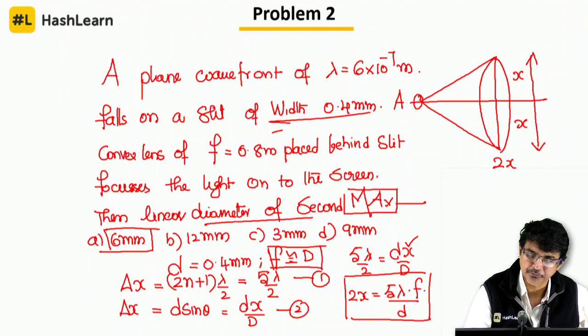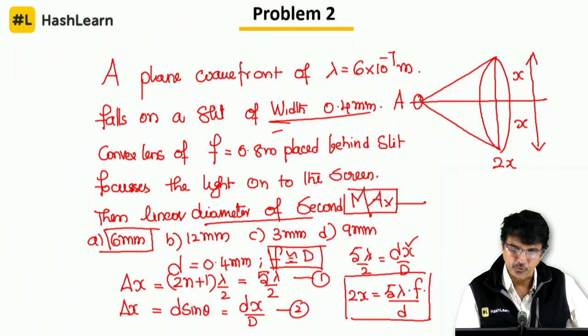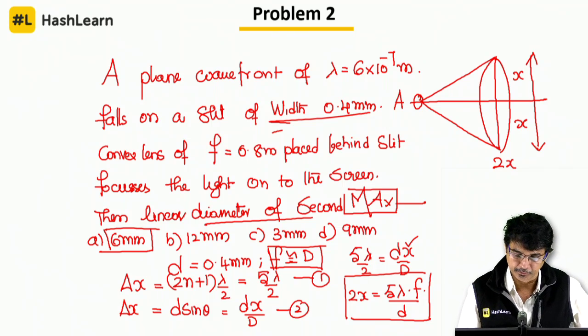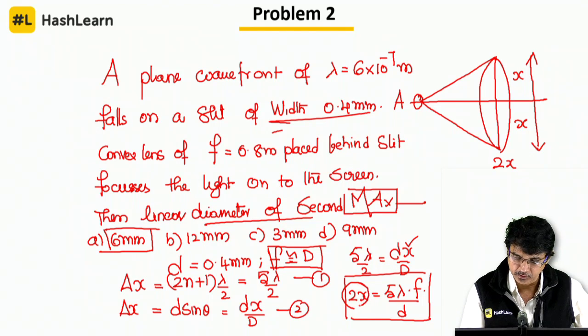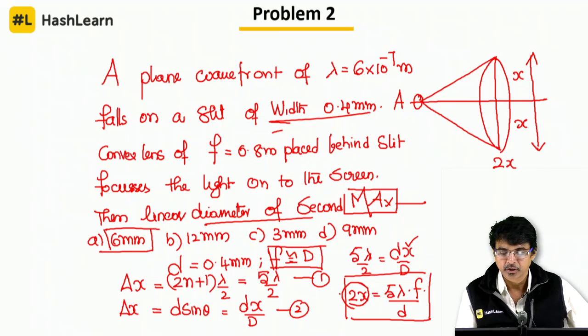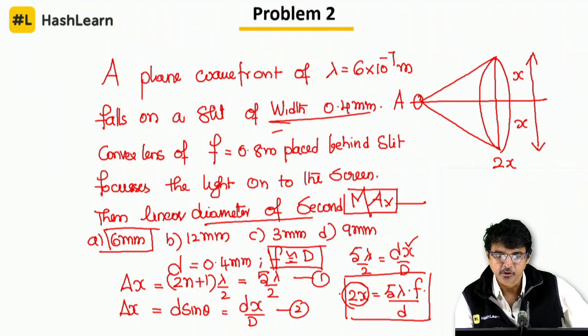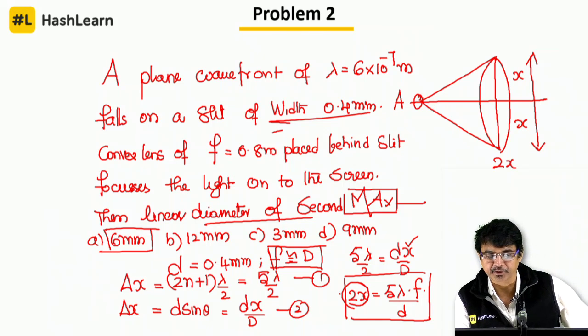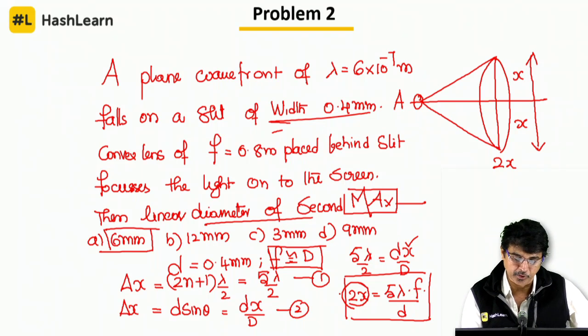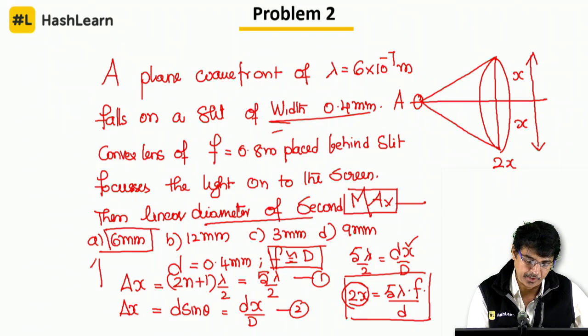It is a slit. So this is the geometry for the problem, and you are asked to find the diameter. Diameter means double the value, 2x, 5 into lambda into f by d. By putting lambda is equal to 6 into 10 power minus 7, focal length is equal to 0.8 meter and slit width 0.4 mm. Be careful, they have given in millimeter. Final answer should be 6 mm.